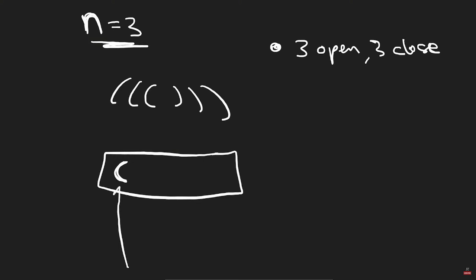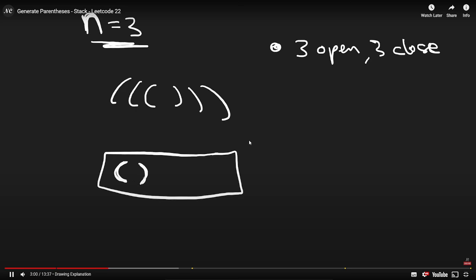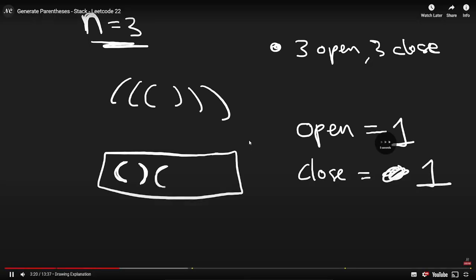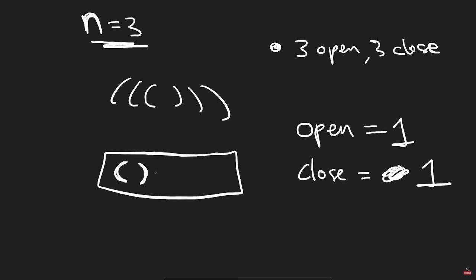Okay, but now let's say I have 1 open parenthesis. Now what can I do? Can I have another open parenthesis? Yup, because our limit is 3 open parentheses, and so far we have 1, so we're allowed to do that. What about a closing parenthesis? Can I have a closing parenthesis? Yes, because so far our open count is 1, and the closing count is 0, and by adding this parenthesis I'm just changing the closing count to 1.